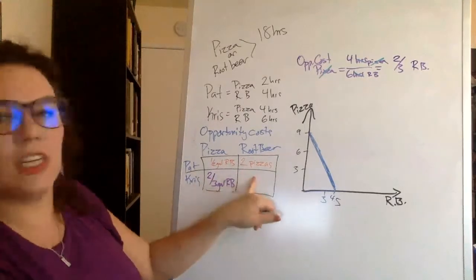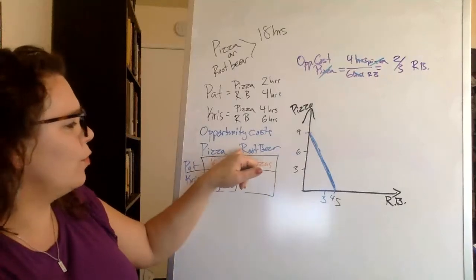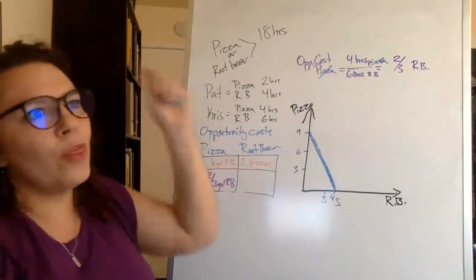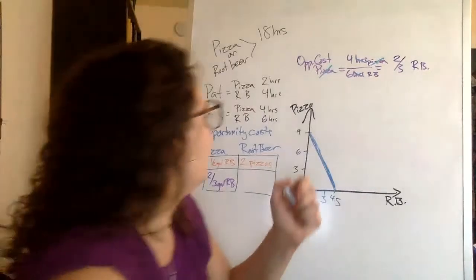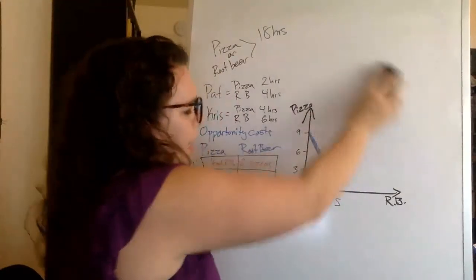And the inverse is going to be true. The opportunity cost of producing a gallon of root beer is going to be 3/2 or 1.5 pizzas. And again, you can think about it this intuitive way, which I like. I think it's kind of fun.